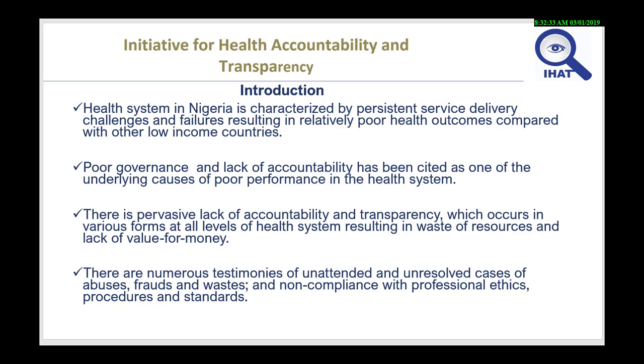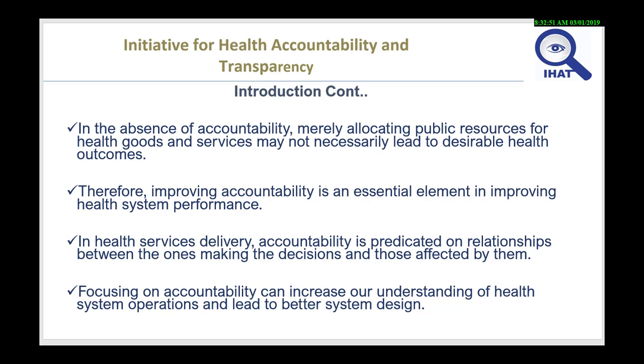There are numerous testimonies of unattended and unresolved cases of abuses, frauds, and waste, and non-compliance with professional ethics, procedures, and standards. In the absence of accountability, merely allocating public resources for health goods and services may not necessarily give good results. Therefore, improving accountability is an essential element in improving the health system performance. In health service delivery, accountability is predicated on relationships between the ones making the decisions and those providing services and those affected by them, that is, the clients receiving services. Focusing on accountability can increase our understanding of health systems operations and lead to better understanding of the health system design.